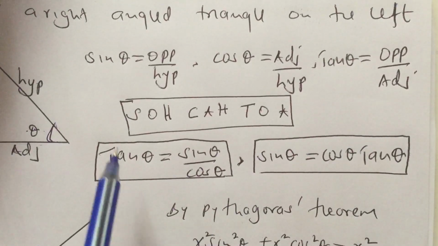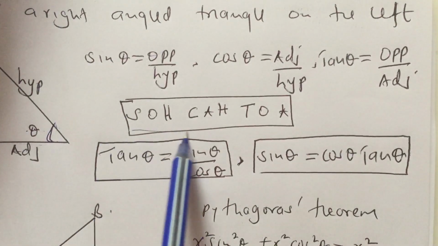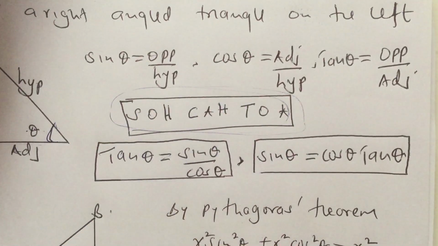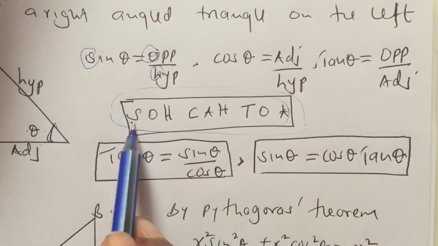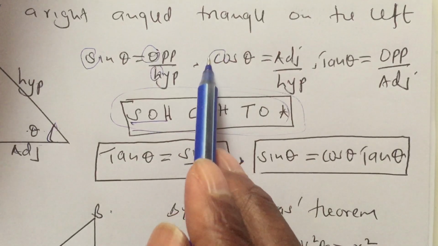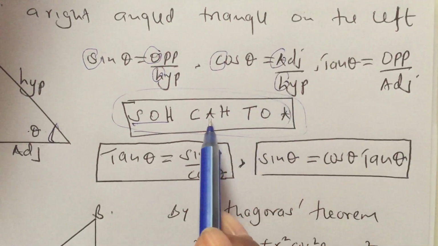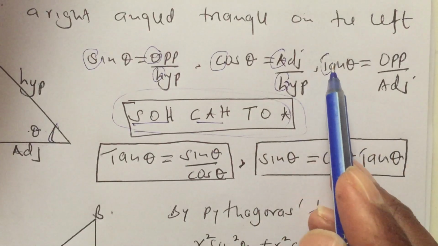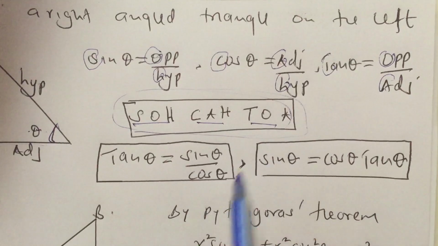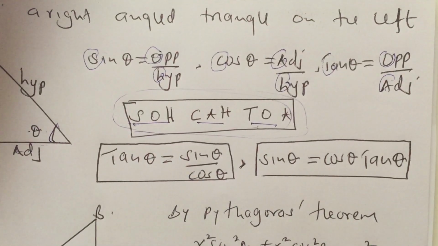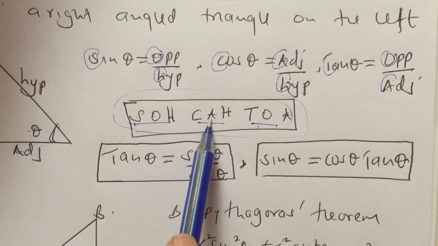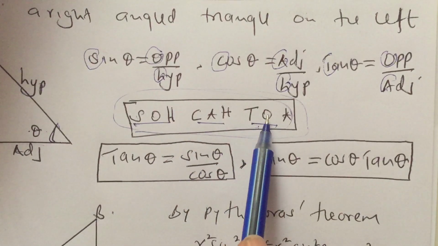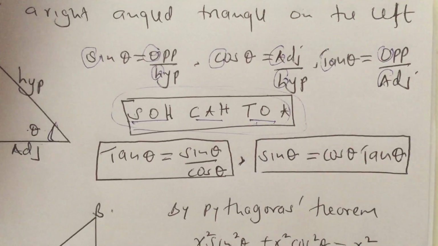Now, from this relation, I've tried to come up with an easy formula to remember this. I've taken S, O and H to make SOH, then C, A and H to make CAH, and then T, O and A to make TOA. So SOH CAH TOA will enable us to remember how to relate those trigonometric ratios: sine is opposite over hypotenuse, cosine is adjacent over hypotenuse, and the tangent is opposite over adjacent.